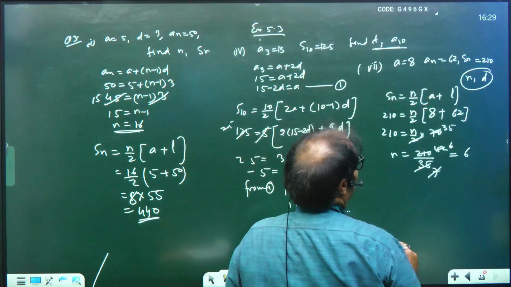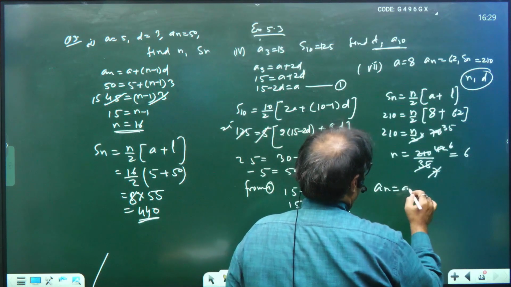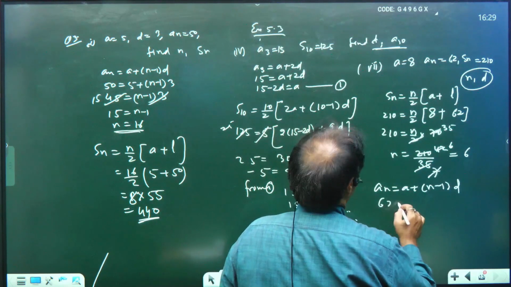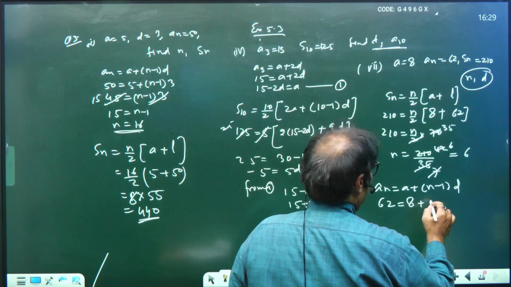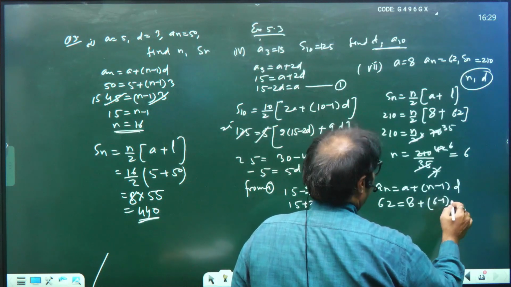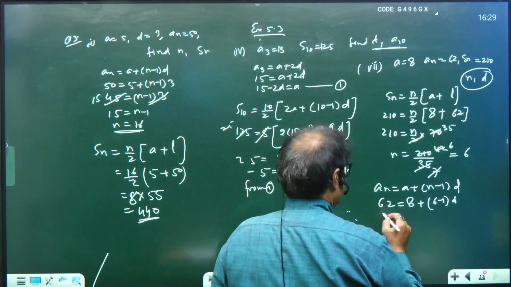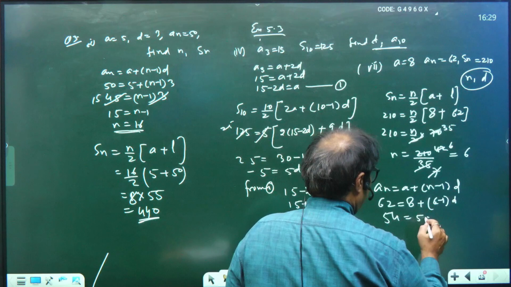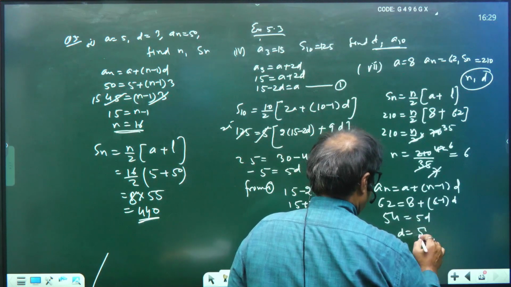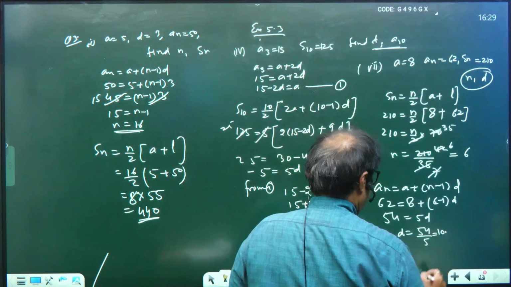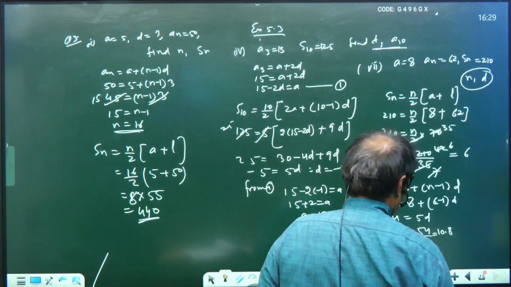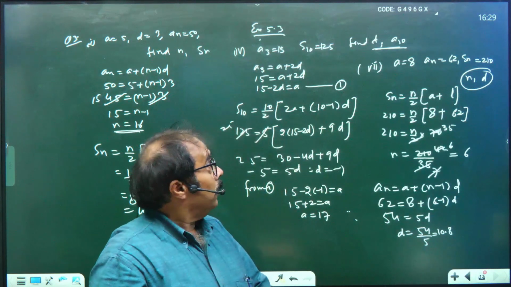And now apply the formula: an is equal to a plus n minus 1 into d, and an is given 62, a is given 8, n we have already calculated as 6, minus 1, and now find d. So this is equal to 54, and this is equal to 6 minus 1, 5d. So d is equal to 54 upon 5. So this is coming how much? 10 5s are 50, 5 ones are 5, then 10.8. This should be the answer of the seventh part.